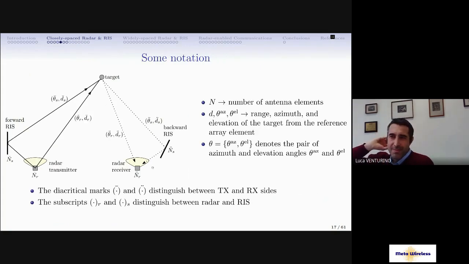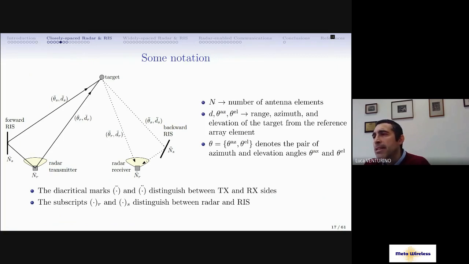Let me introduce some simple notation that we may need in the following slides. Here we will use the diacritical marks, over bar and double dots, to distinguish between the transmit and the receiver sides. This mimics what you have here in the figure. So we have this solid line describing what you have at the transmit side, and you have this dotted line for what you have at the receive side.